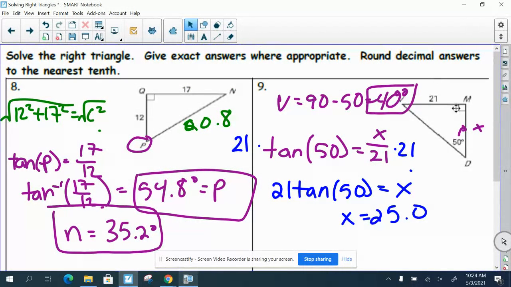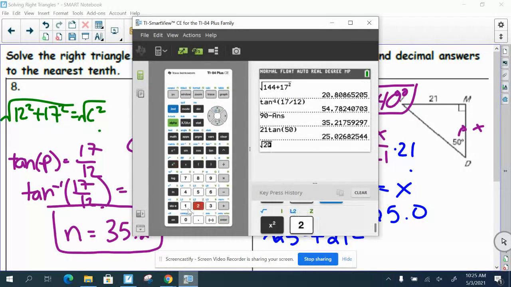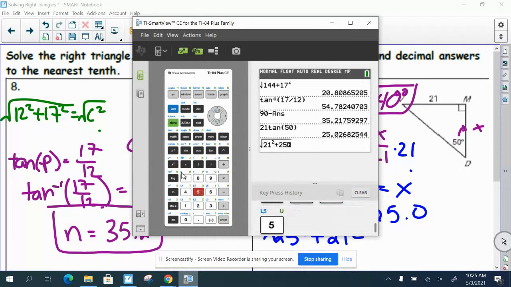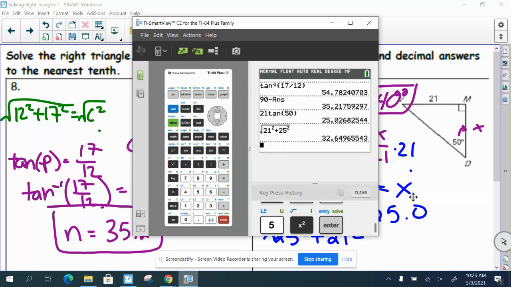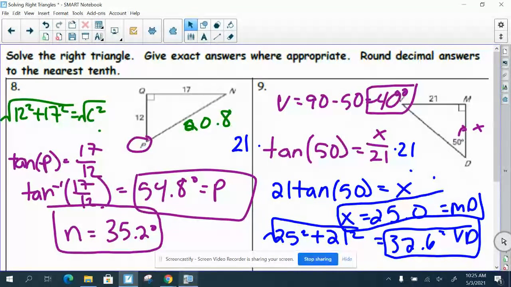And then you could use Pythagorean theorem from there to get the hypotenuse. We would do 25 squared plus 21 squared, take the square root of that. 21 squared plus 25 squared gives us 32.6. So that gives us VD. And then this was MD. And then 40 degrees. So 3 things that you need to solve for.